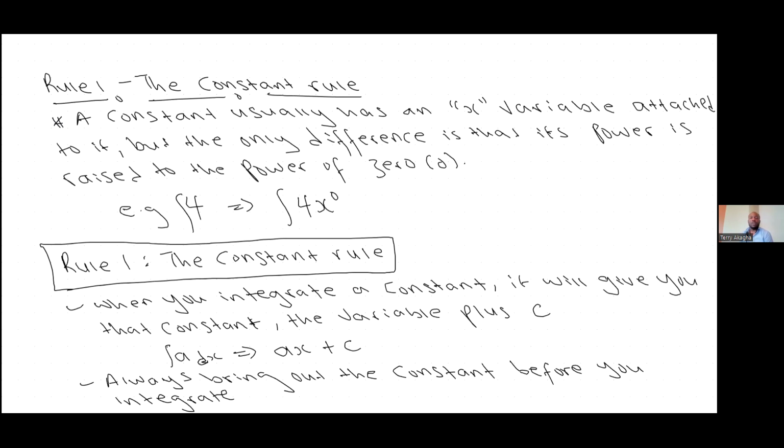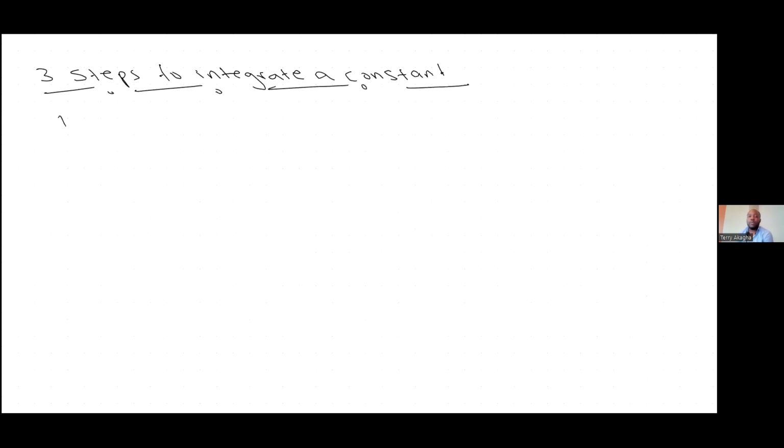So that's the rule. So what I'm going to do now, I'm going to write the steps for that. So I'll write the 3 steps to integrating a constant. Number one, you have to rewrite the equation with a variable raised to power 0.